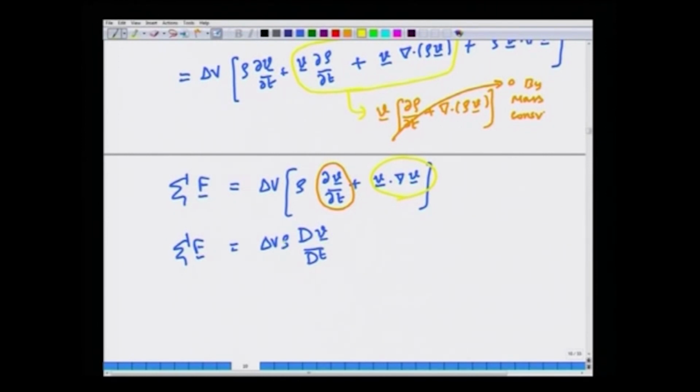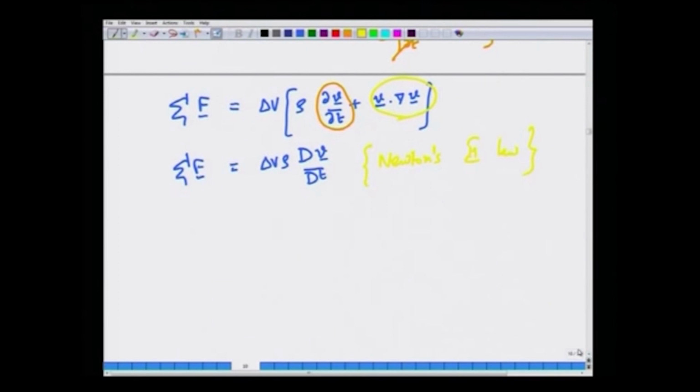Now, rho is mass per unit volume, times the tiny volume is the mass. So, mass times acceleration is equal to the sum of forces. This is essentially Newton's second law, but applied to a very tiny piece of fluid that is present in the CV. Now, we have to worry about this term.